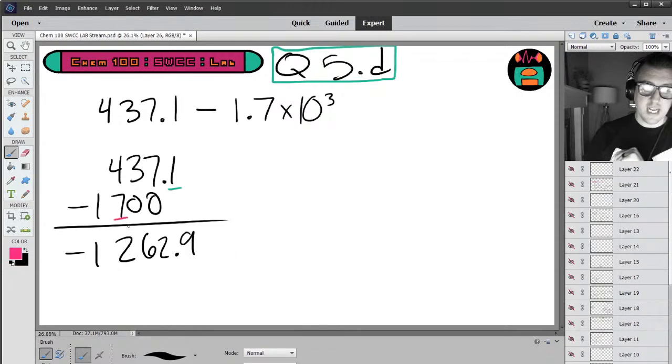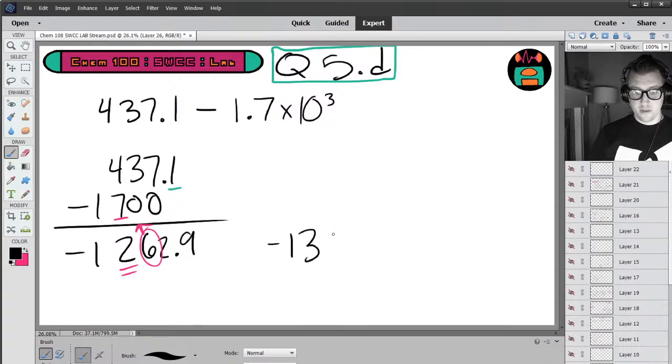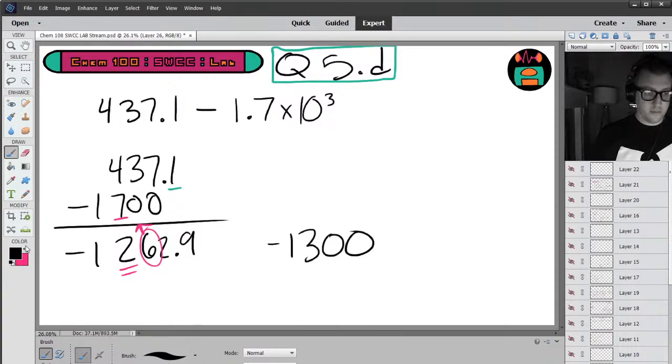1,700 has its last significant digit in the hundreds place. That means we have to round our answer to the least precise, which is 1,700. So we have to round to the hundreds place. 6 rounds up. So our final answer will be negative 1,300.